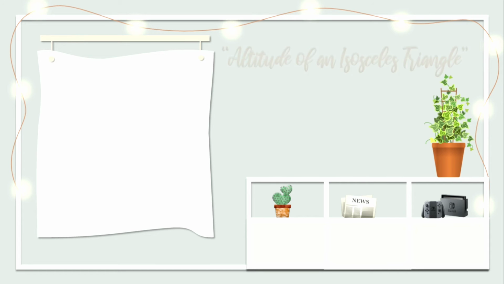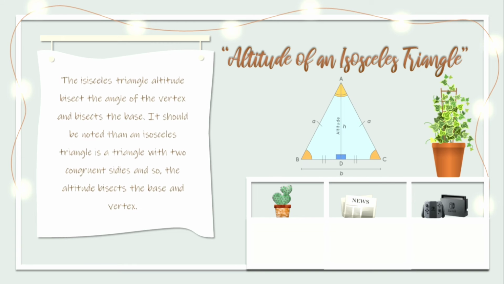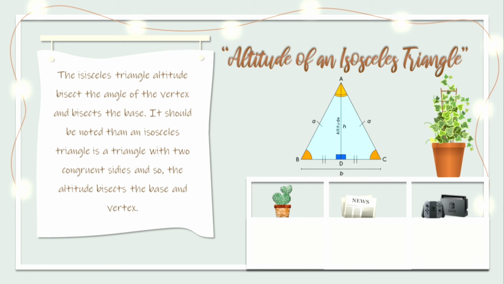Second is the altitude of an isosceles triangle. The isosceles triangle altitude bisects the angle of the vertex and bisects the base. It should be noted that an isosceles triangle is a triangle with two congruent sides, and so the altitude bisects the base and vertex.